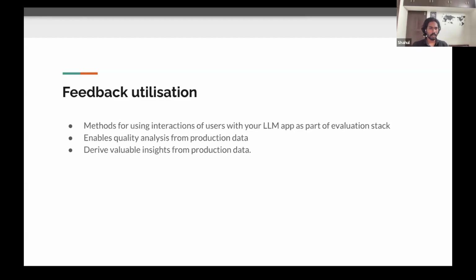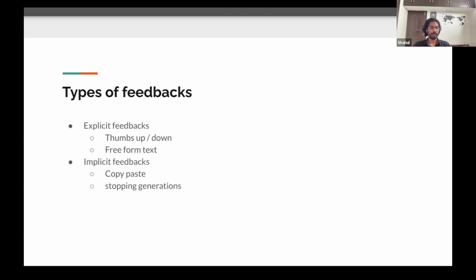Once your application is out in production, it actually collects a lot of data that is valuable from production through user interactions, and these user interactions will yield you some kind of feedback data, which can be explicit or implicit, which we'll talk about in the next slides. And the idea of feedback utilization is to add feedback data as a part of this evaluation stack and help you derive insights from production data, and also do error analysis from the same data, and also help you understand what user satisfaction actually means for your own application. So these are the high level goals that we want to achieve using feedback utilization. And next, we'll talk a bit more about the nature of feedback itself.